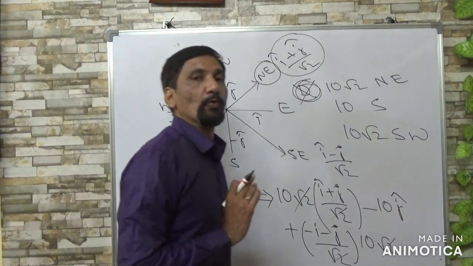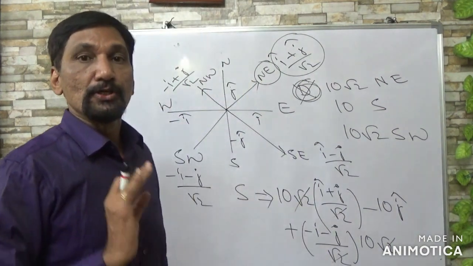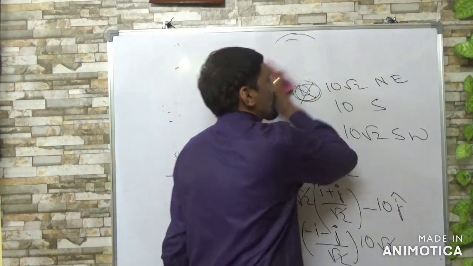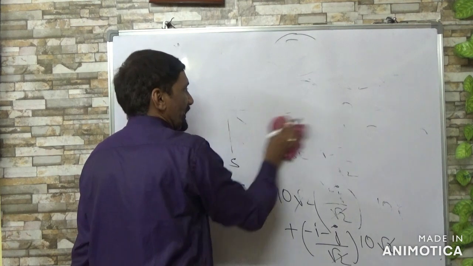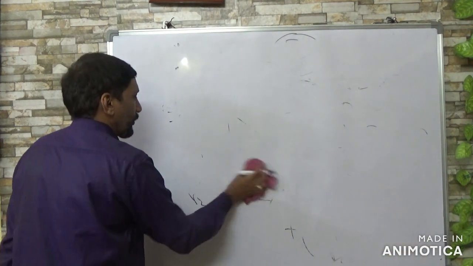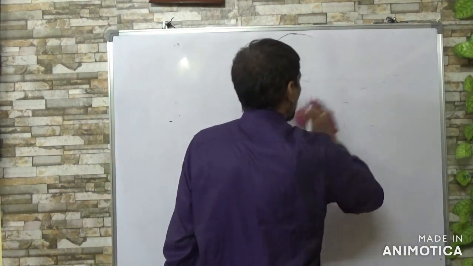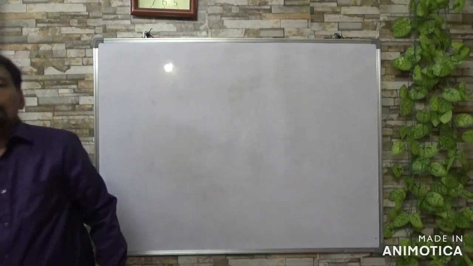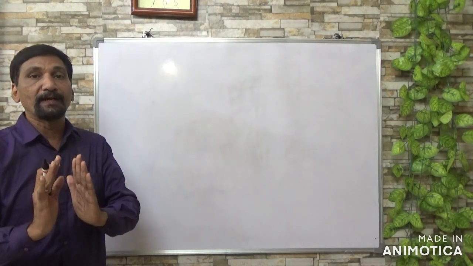Now we are going to know how to add two vectors geometrically. It is very simple. Once you know this, you can solve a larger number of problems.